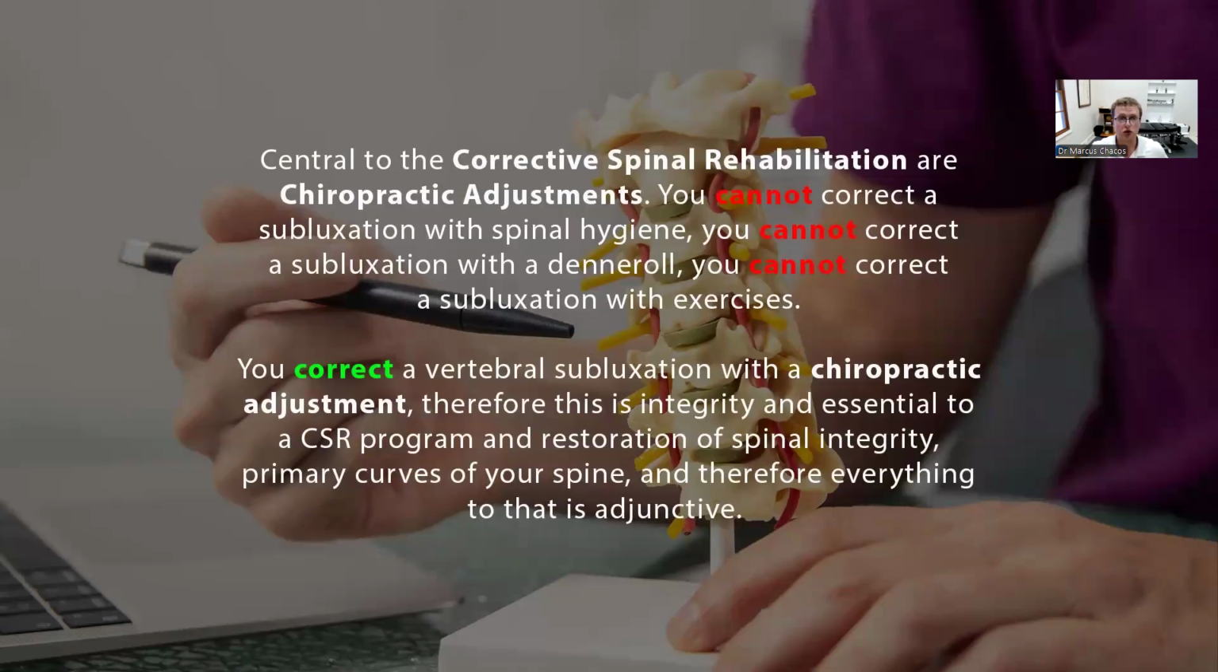So essential to corrective spinal rehabilitation are chiropractic adjustments. You cannot correct the subluxation with spinal hygiene. You cannot correct the subluxation with a dental roll. You cannot correct the subluxation with exercises. You can correct a vertebral subluxation with a chiropractic adjustment. Therefore, this is integral and essential to the CSR program and restoration of spinal integrity. Primary curves of the spine, and everything else is adjunctive.